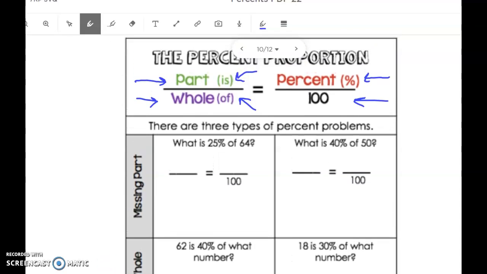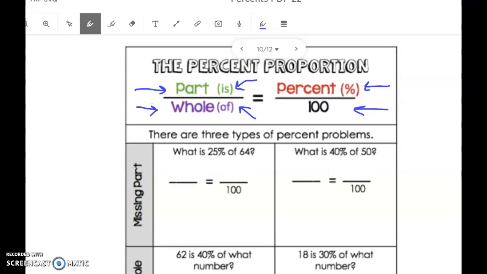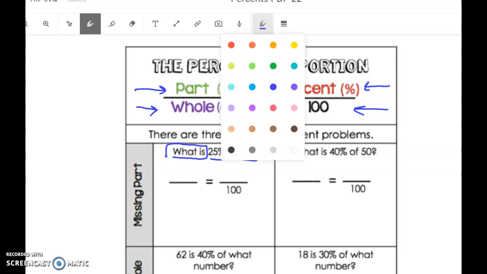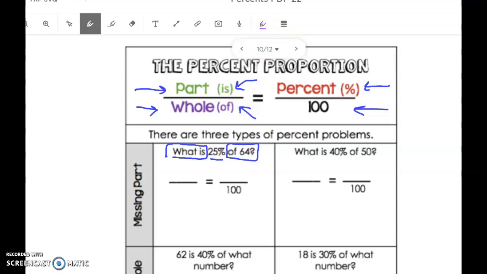Now, we need to set up our percent proportion. What is 25% of 64? Here are all my keywords. What is, well, that's missing, so that's my part that's missing. 25%, they gave me that, of 64. The word "of" goes with the whole number, so I'm going to put my 64 down here.